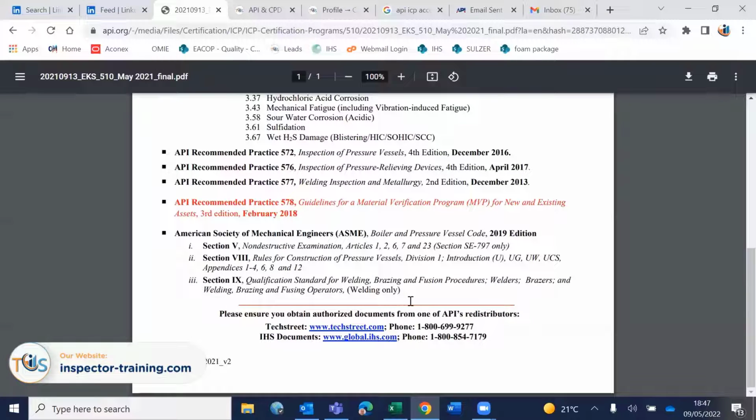And then obviously, ASME Section 5, non-destructive examination. They tell you Article 1, 2, 6, 7, 7, 23, which is the general article, or radiography, MT, PT, and then Article 23, which is the thickness check, UT thickness check, okay?